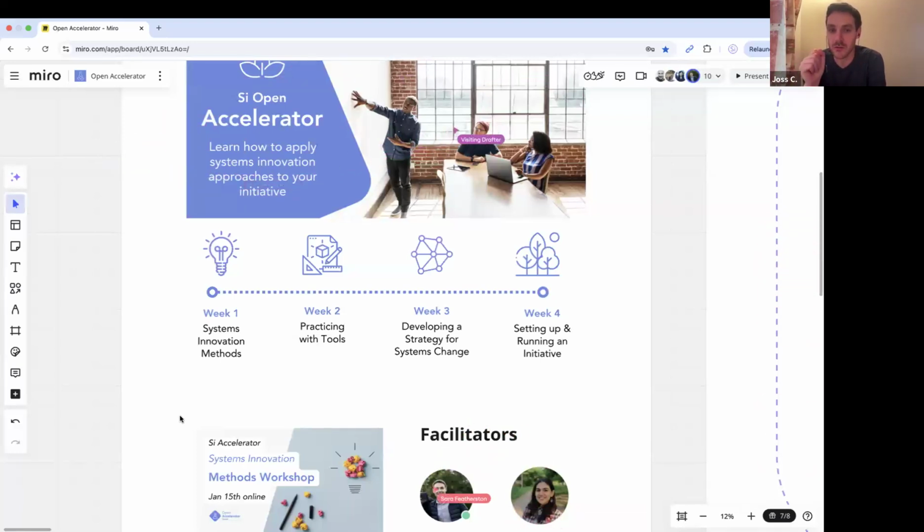Next week, we'll be looking at tools, individual templates and tools for running workshops, for facilitating systems change. Week 3, we'll be talking about strategies and how to develop a strategy for systems change and the kind of challenges you might face there. Finally, in week 4, we'll be looking at setting up and running initiatives and labs and all of that.